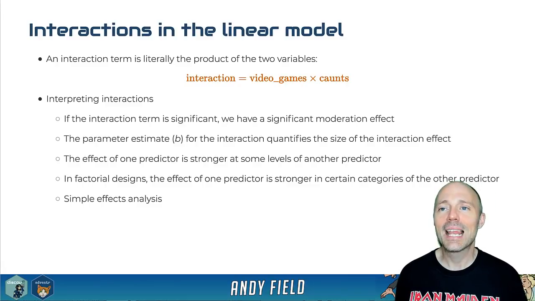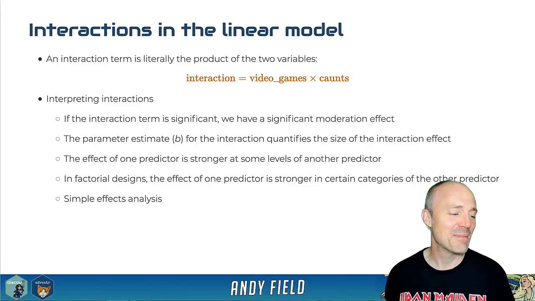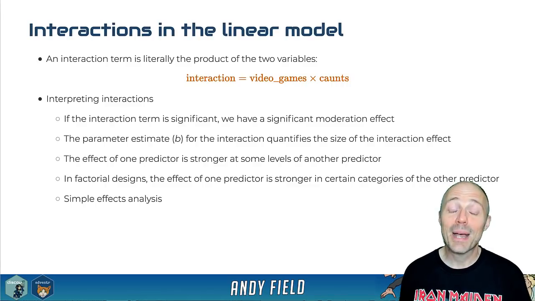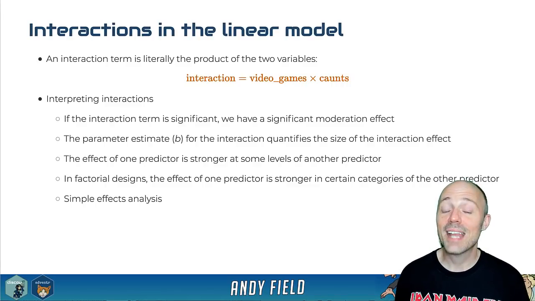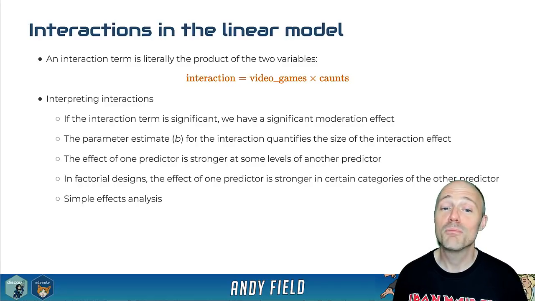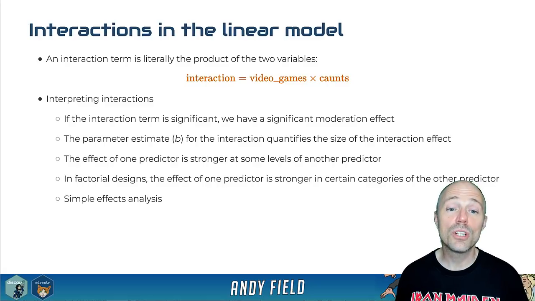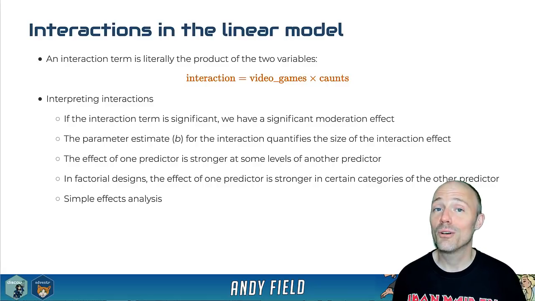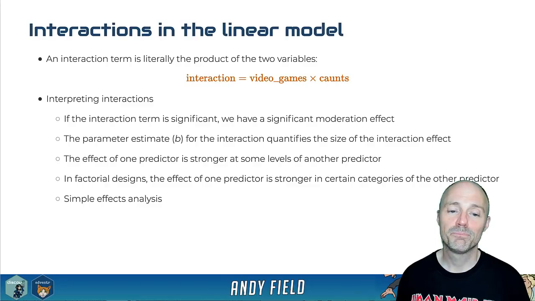These are a bit trickier to interpret, that's an understatement, but as I will show you, the betas are literally a raw effect size for the interaction. The effect of one predictor is stronger at some levels of the other predictor. That's what an interaction, or moderation, means. So in our case, if we got a significant moderation effect, it will mean that the effect of video gaming on aggression is stronger at some levels of callous unemotional traits than others.